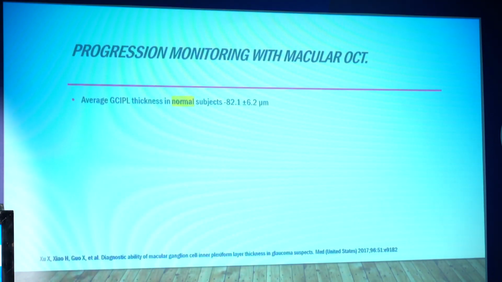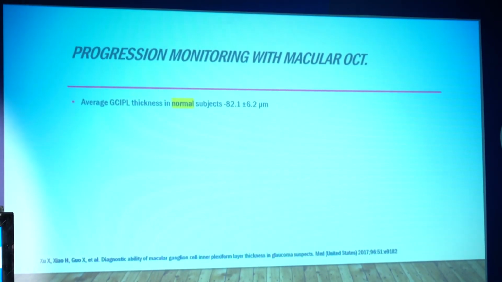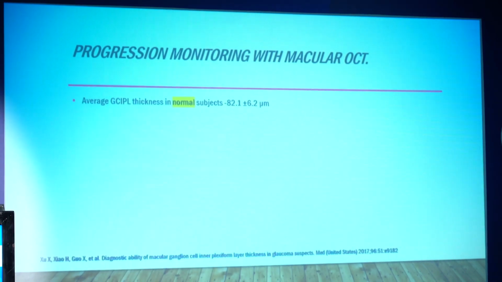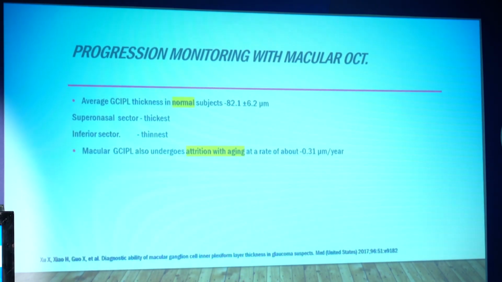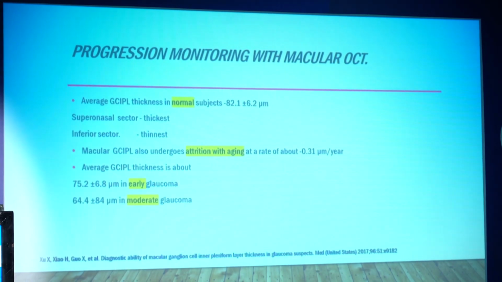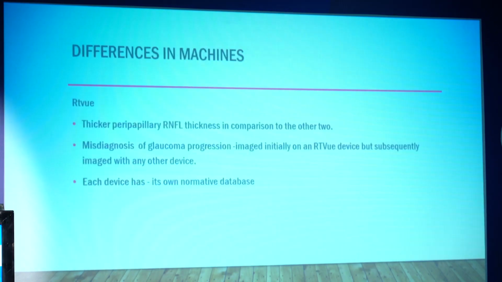So progression monitoring with macular OCT, we have to remember that the normal value is around 82. Now these are just guidelines I'm giving. They're not absolute, but you have to use them to assess the progression in a patient. So the supranasal part is the thickest, and the macular GC-IPL will decrease at the rate of around 0.31. That is the normal attrition with aging. And in early glaucoma it reduces to around 75. In moderate it goes down to 64, and then in advanced it may drop down to 55. So if the change is more than 4 micrometer, then it is suggestive of progression.